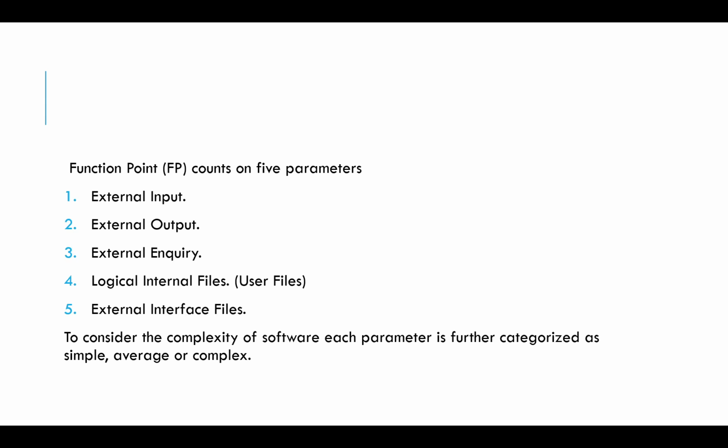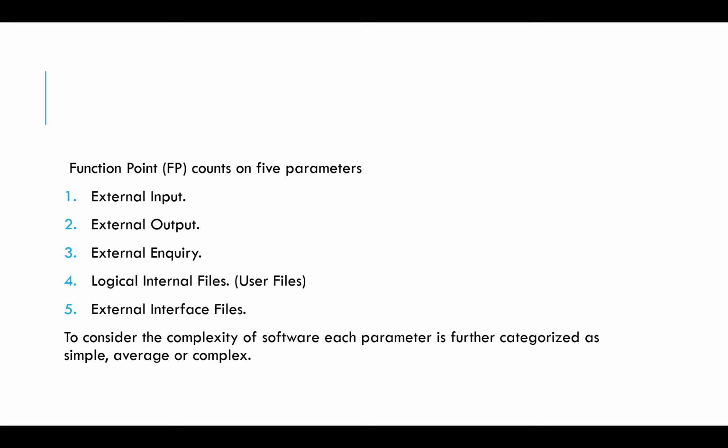Just consider input, output, inquiry, internal files, and interface files. Remember this sequence also, because 1, 2, 3, 4, 5 is there, to find the weightage of each factor. So first is external input. These are the data or control inputs that come from outside the system. For example, a user filling a registration form, entering login details. What are the inputs coming into the system? That's the first, external input.